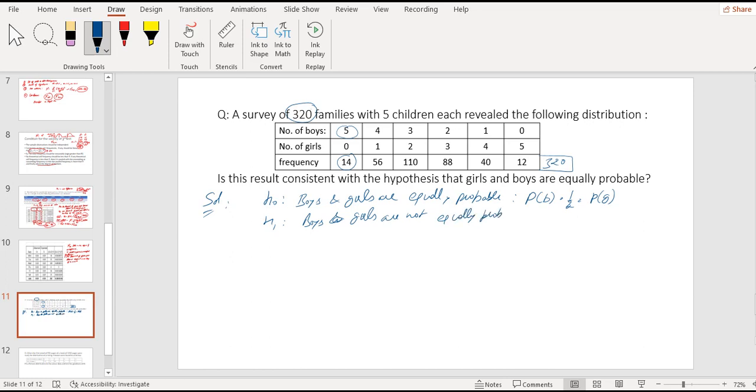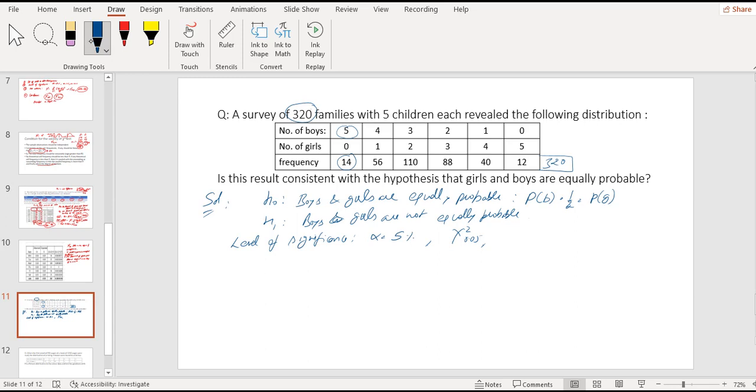Because the level of significance is not given in the question, we are going to consider alpha as 5%. So we need to calculate the value of chi-square at 5% level of significance. How many terms are given here? There are 6 cases, from 5 boys and 0 girls up to 0 boys and 5 girls. So the total number of observations is 6: 1, 2, 3, 4, 5, 6.